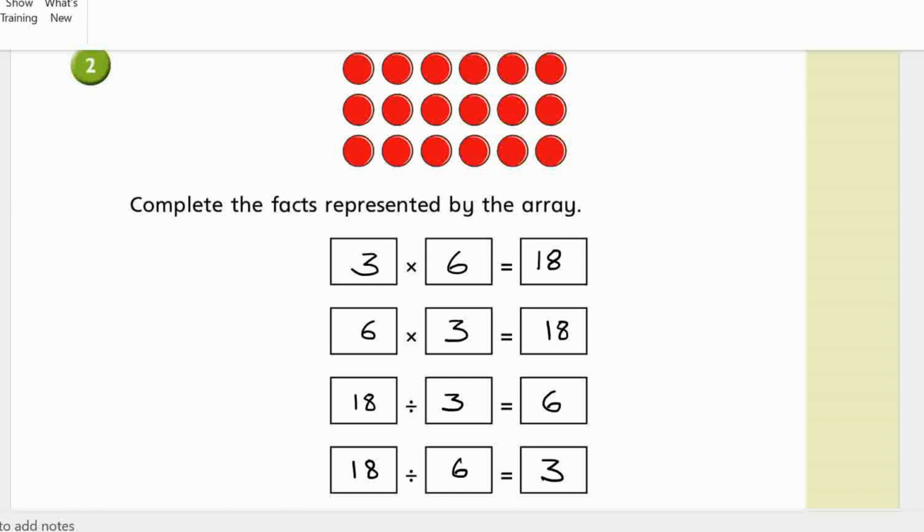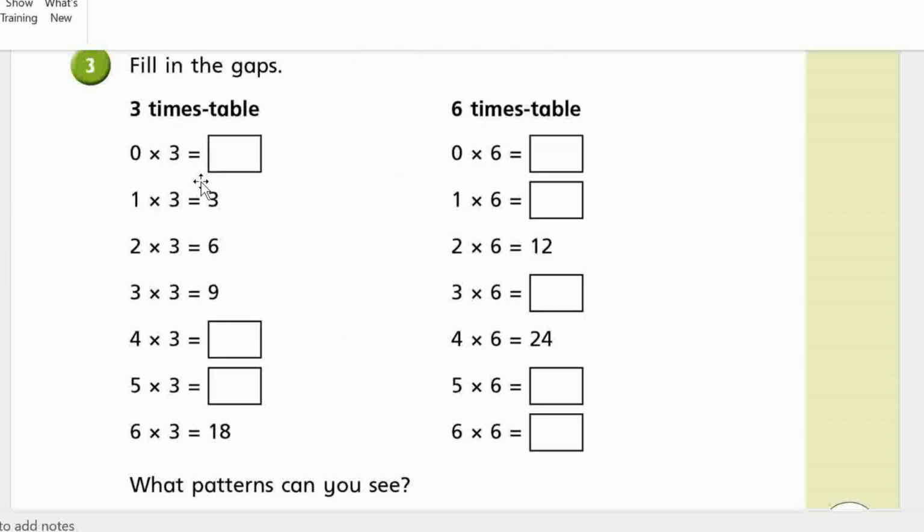Good. 3 times table. So 0 times 3 gives us, all right, 4 times 3, and 5 times 3, 0 times 6, 1 times 6, 3 times 6, 5 times 6, 6 times 6.